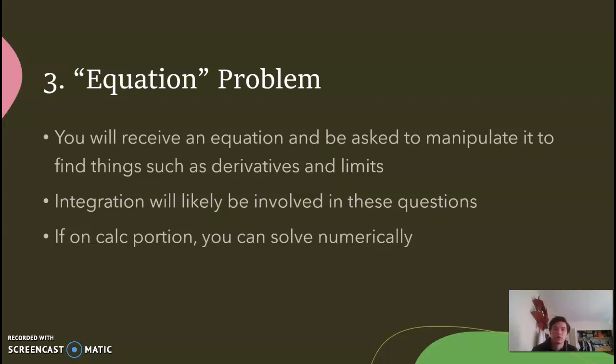All right, the third question is going to be the equation problems. On these, you'll receive an equation, obviously, and then be asked to use it and manipulate it to find different things. Usually derivatives and limits will come up during these problems. And yeah, integration is going to be a big part of using these. And if it's on a calculator portion, you can always solve those integration problems numerically. You can just show the work needed to plug it into a calculator and then just put it in.